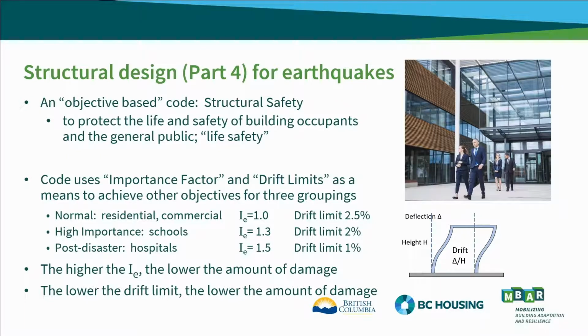The code groups buildings into 3 groups: normal importance, residential, commercial, with an importance factor of 1 and a drift limit of 2.5%. High importance buildings such as schools, with a higher importance factor and a lower drift limit. And post-disaster buildings such as hospitals, with the highest importance factor and a much tighter drift limit, where drift is the interstory deflection during strong shaking, which is 1 floor relative to the one below it.